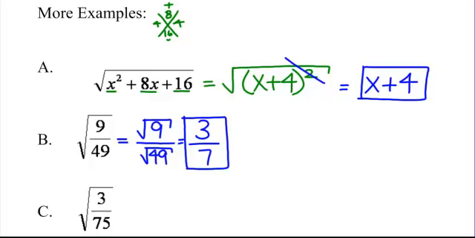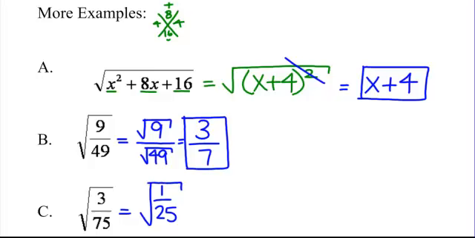And if we take a look at the one on the bottom, you notice that 3 and 75, neither of them are perfect squares. So we can't do what we did with b. But let's see if we can simplify it first. 3 over 75 can be simplified into 1/25. The fraction is exactly the same.